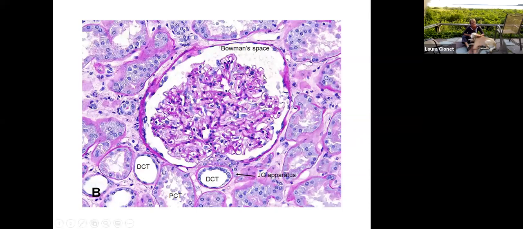Here we have a slide. You can see that we have the Bowman's space, the Bowman's capsule, the glomerulus to the inside. We have a DCT there, and then just above it, at about 2 o'clock, 3 o'clock, is an afferent arteriole. So we're saying that junction there is the juxtaglomerular apparatus.